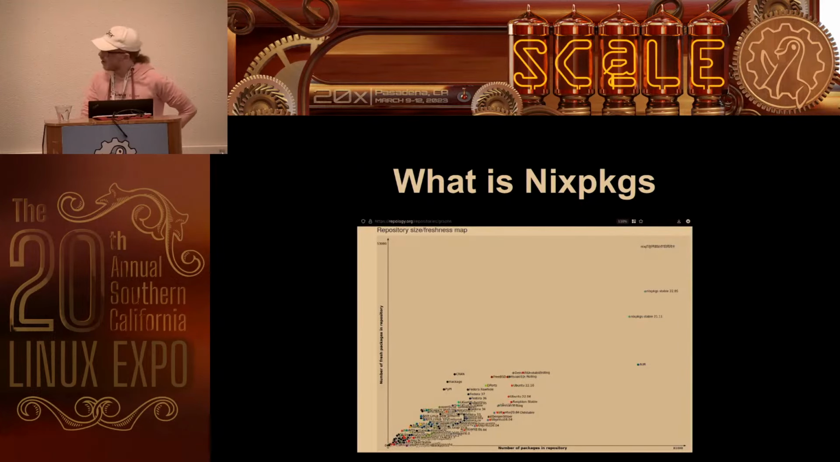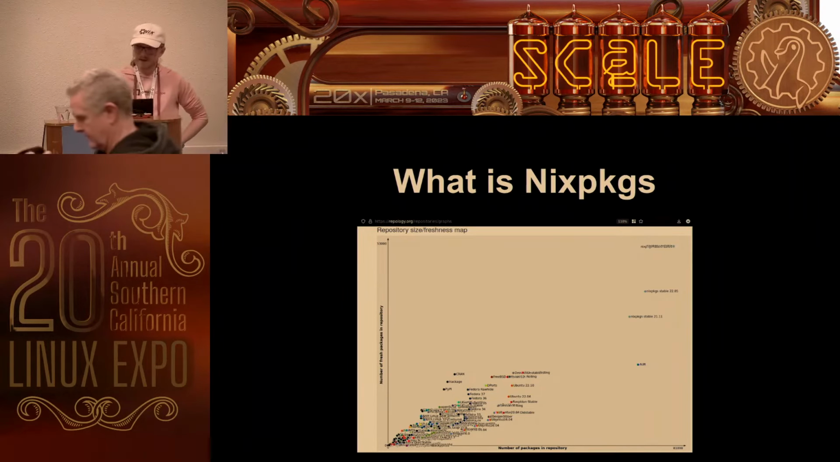So this is kind of hard to see on this display here, but at the top right is Nix packages unstable. And at the bottom left, it looks like we've got OpenSUSE and Slackware, right? So this is a graph of freshness and size. So on the top right, that means that you've got more packages and they are more up to date. On the bottom left, the opposite is true, and Ubuntu's in the middle somewhere.